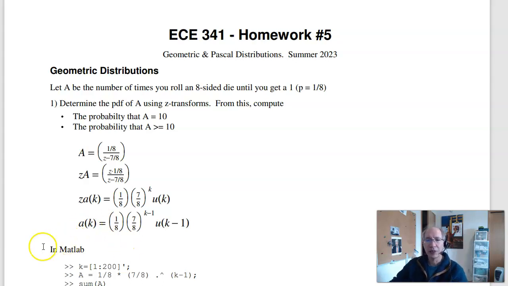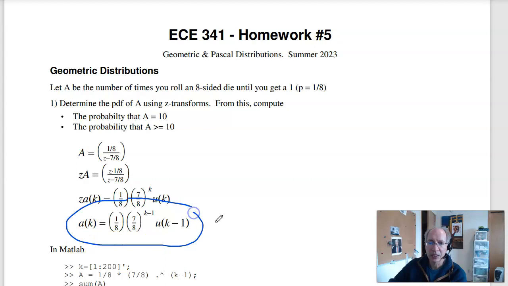The Z transform would be 7/8 of a chance that I fail, 1/8 chance of success. So this is the Z transform. To take the inverse Z transform, I'll multiply both sides by Z. That puts this in a form that's in my table. That becomes 1/8 times 7/8 to the k U of k. Now divide by Z, and that's a time shift: 1/8 times 7/8 to the k minus 1 U of k minus 1. So there's the PDF of a geometric distribution.